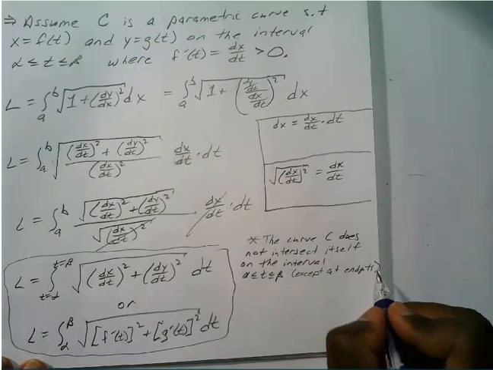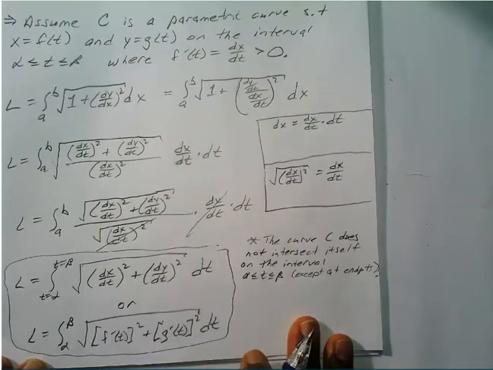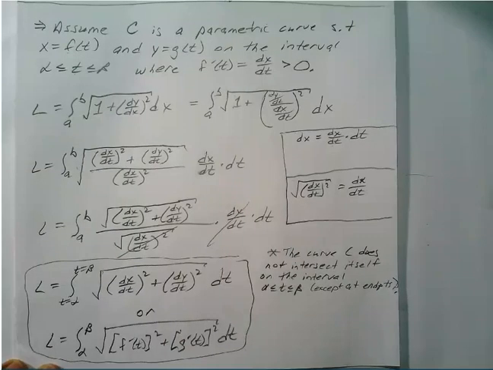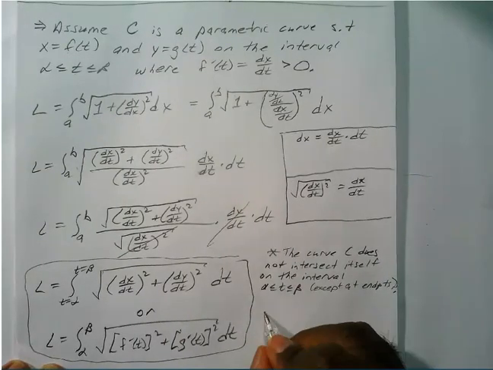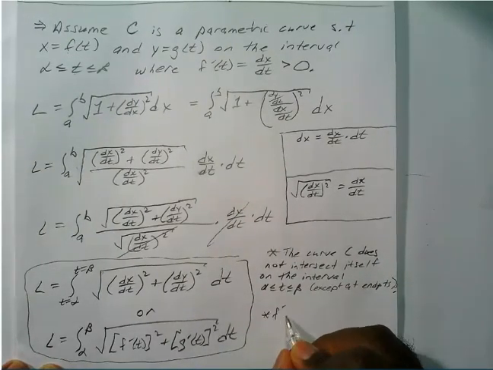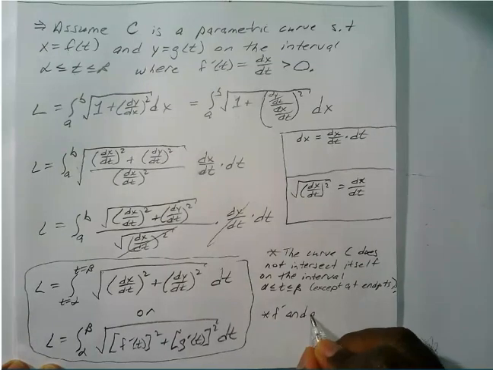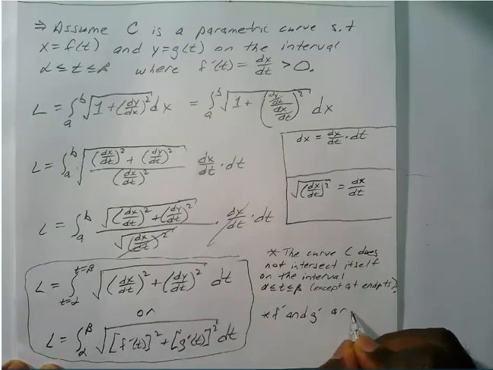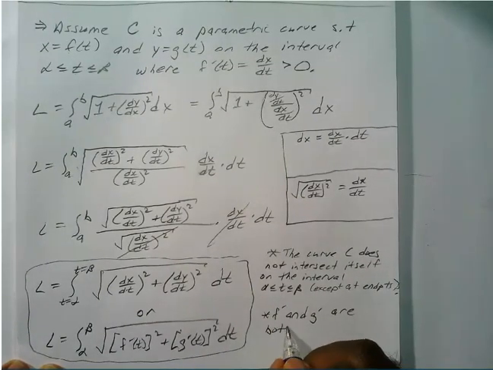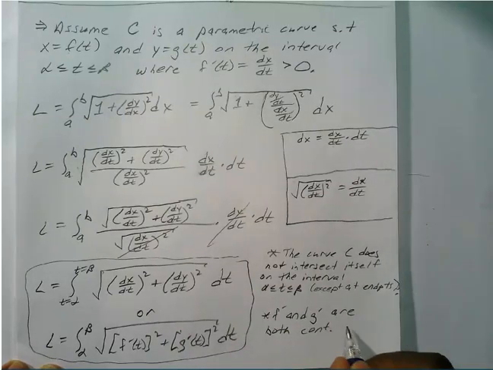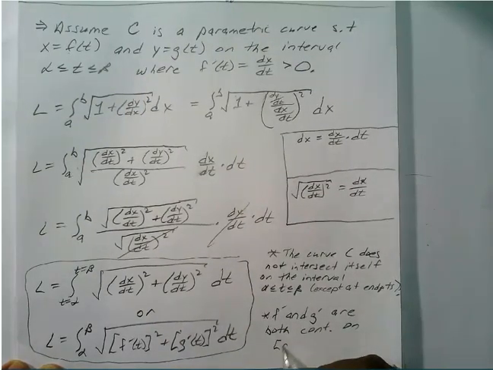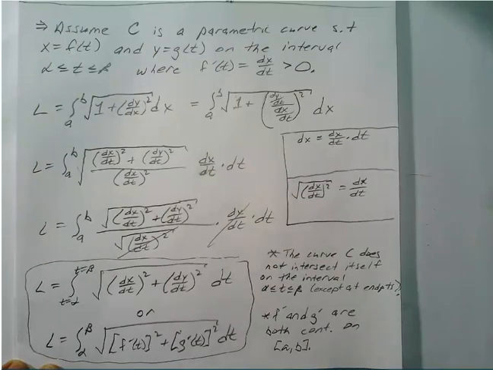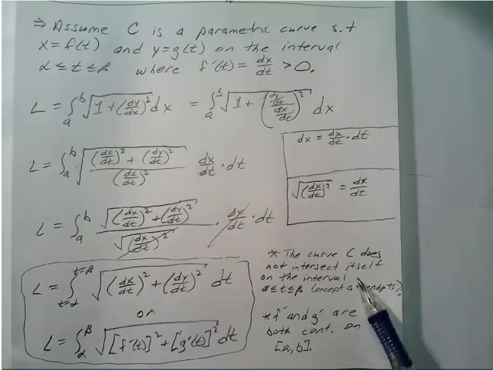There we go. Okay, so that's one of the stipulations. The other, we're assuming that f prime and g prime are both continuous on the interval from a to b. Okay, as long as those two stipulations are met, you can use these formulas.